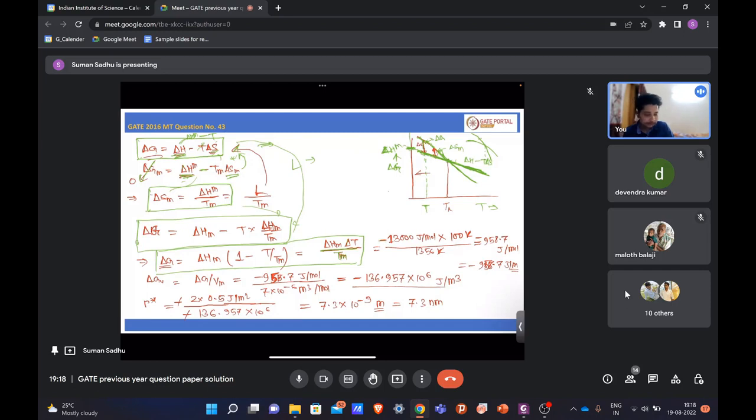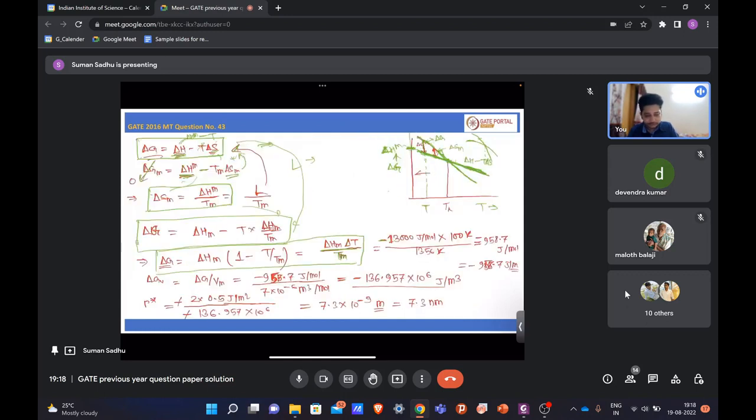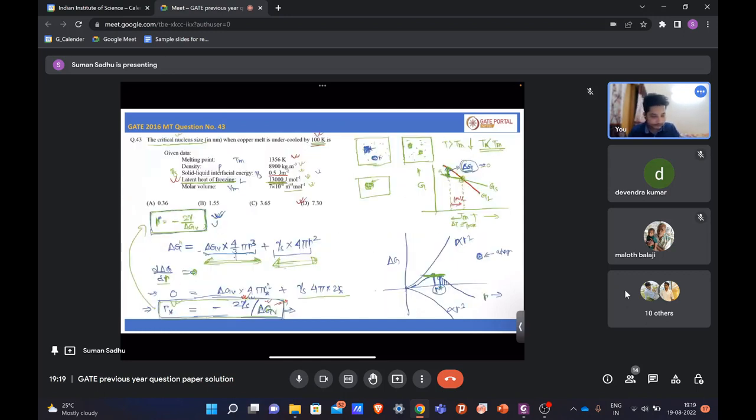This is minus 13,000 you have to put into delta T, that is the undercooling, that is 100 Kelvin. So that is into 100 divided by Tm. Tm is 1356, right? So if you calculate this one, you will get minus 958.7 joule per mole. Now this delta G is not volume free energy. This is free energy per unit mole.